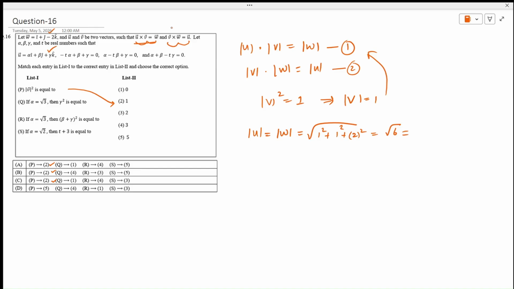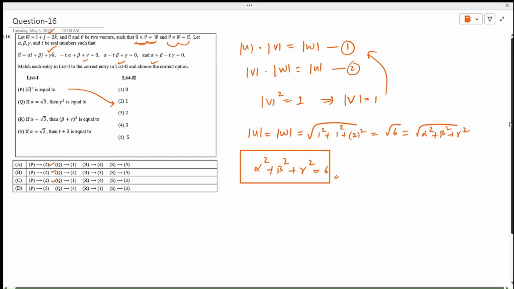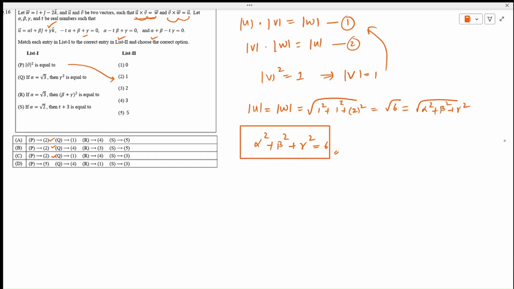U is alpha, beta, gamma. So we'll get alpha square plus beta square plus gamma square. So alpha square plus beta square plus gamma square is equal to 6. Okay, next. Let us solve these three equations to get relation between alpha, beta, gamma, and p. So first equation will get minus t, 1, 1, and 0. And then 1 minus t, 1, 0. Then 1, 1 minus t, and 0.